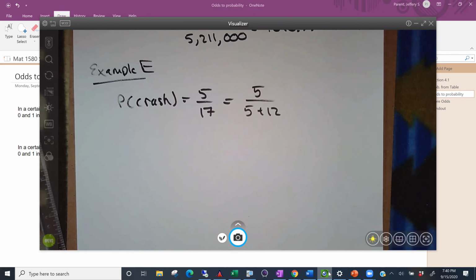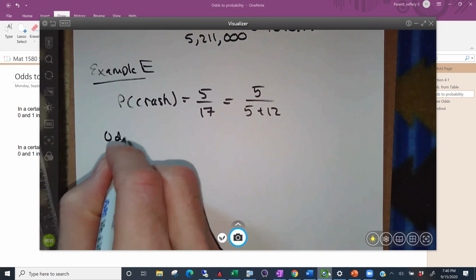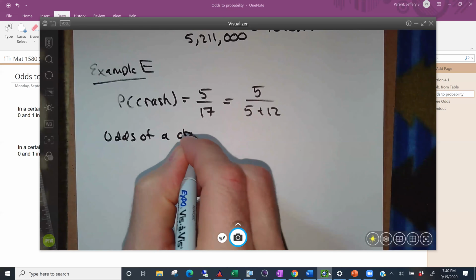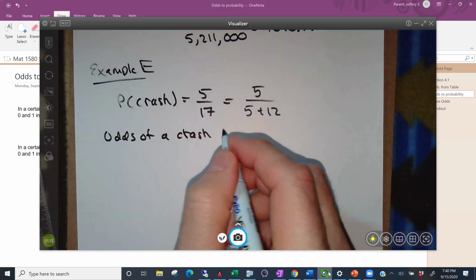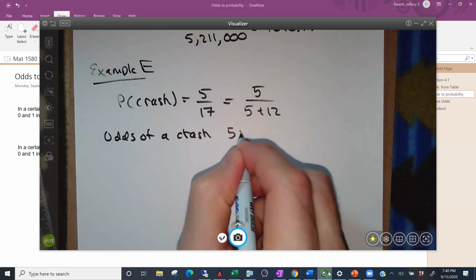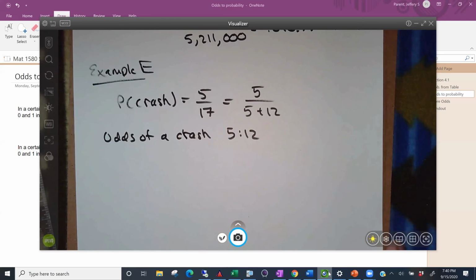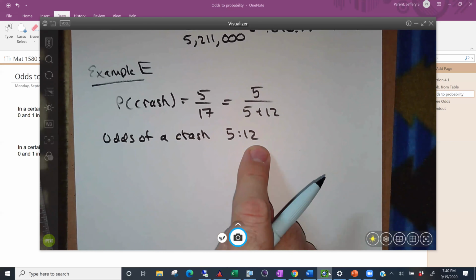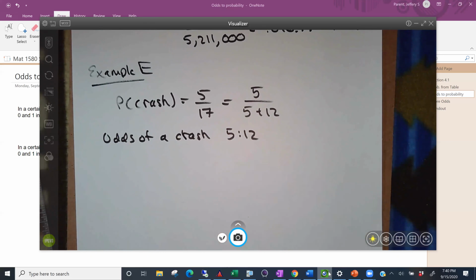So the odds of encountering a car crash, the odds of a crash, are 5:12. 5 times it'll happen, 12 times it won't. Okay.